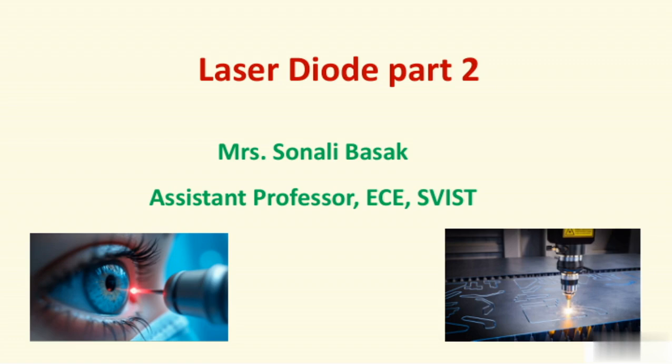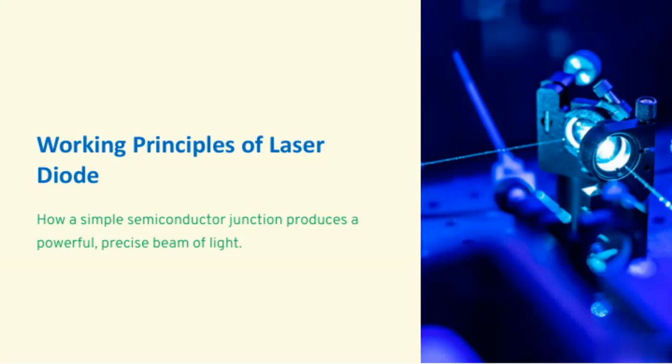Let's get started. Let's explore how a simple semiconductor junction can create something as powerful and precise as a laser beam. At its core, this is the working principle behind the laser diode. It's fascinating, a tiny junction where electrons and holes meet, releasing energy in the form of light. But that light isn't just any light. It's focused, coherent, and intense. This slide sets the stage for understanding how this process works, turning basic materials into a high-tech light source.